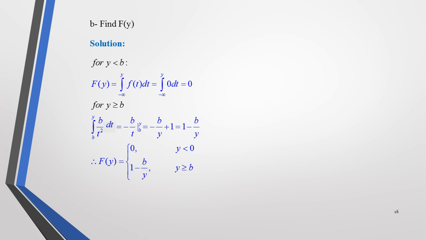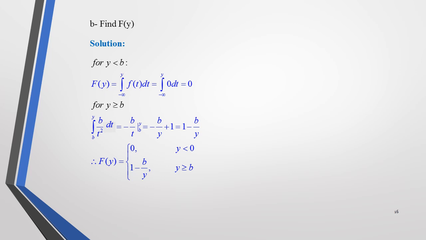B. Find the CDF of y. For y less than b, the CDF will be equal to the integration from negative infinity to y of 0 dt, which is equal to 0. And for y greater than or equal to b, F of y will be equal to the integration from negative infinity to y of f of t dt, which is equal to the integration from negative infinity to b of 0 dt, plus the integration from b to y of b over t squared dt.